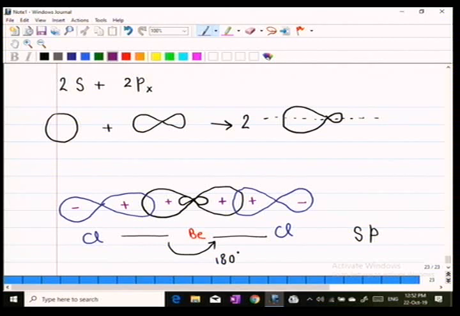Is BeCl2 clear to everyone? Any confusion or doubt? If not, you can please tell me. Guys, positive and negative are not the charges, these are the phases actually. Okay? These are the phases actually. So guys, let's move on to the next one.